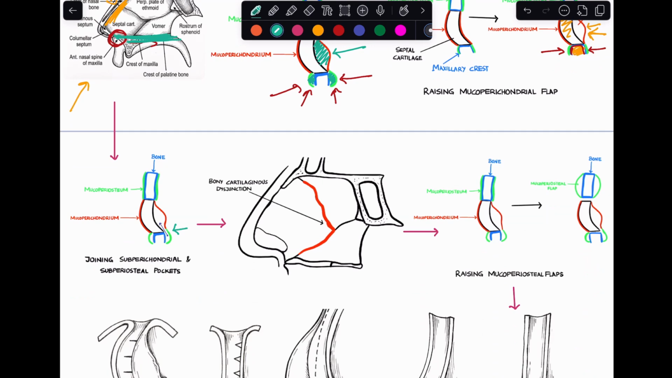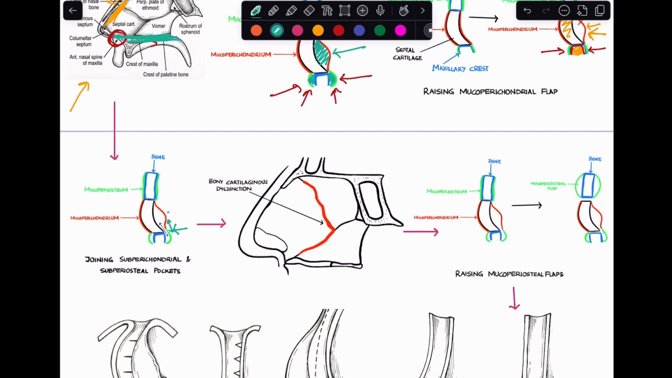We'll join these subperichondrial or mucoperichondrial and subperiosteal pockets over here. We'll join them together very slowly. We have to be very careful that we do not end up causing any injury or perforation of the flaps when we are doing this. And if we see any adherent fibrous tissue over here, we should use a sharp dissecting scissors to do the job. So now we have joined both the subperichondrial and the subperiosteal pocket.